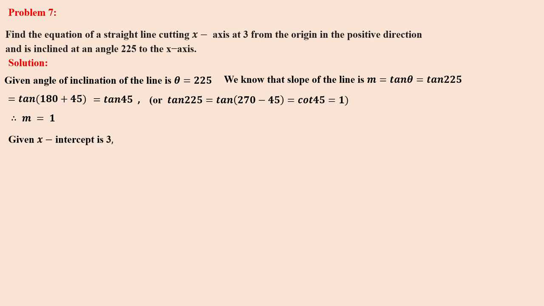So the given x-intercept is 3. We have x', y', and the origin O. The line is like this. So this one is 225° and the intercept is 3 on the x-axis.